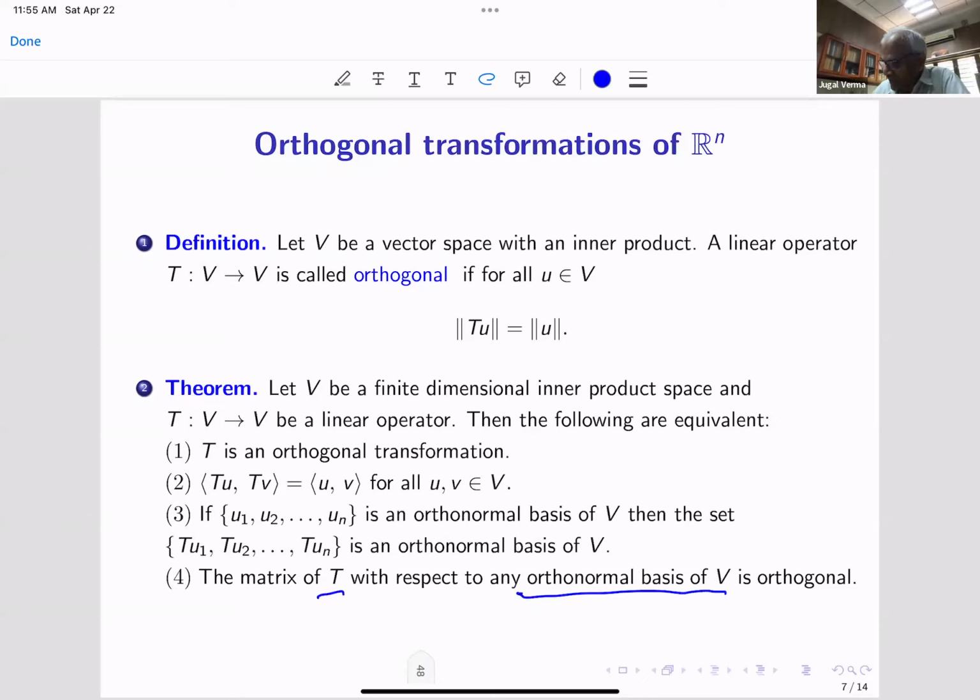So that is the connection between orthogonal matrices and orthogonal transformations. They are really one and the same. Orthogonal matrices give rise to orthogonal transformations. And if you have an orthogonal transformation, then by fixing an orthonormal basis, I can compute its matrix, and that matrix will turn out to be an orthogonal matrix. Okay, if there are any questions, I can answer. Otherwise, I can proceed.